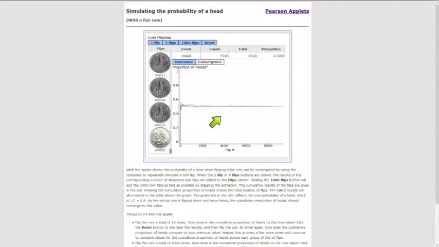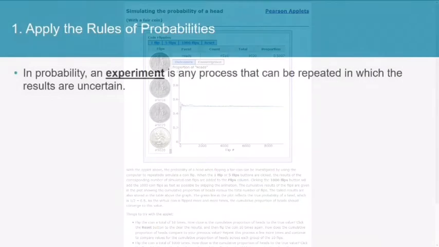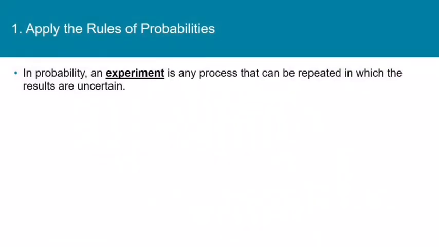So what the law of large numbers says is that in the long run, the proportion of times you observe an event will approach its true probability. Now we need to get some vocabulary so we can talk about how to work some of these problems together.